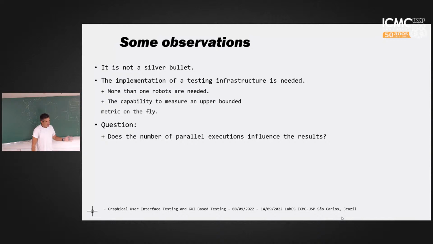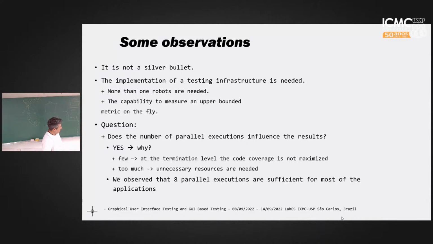Okay. We asked this, and we observed that yes, the number of parallel executions influences the results. If we consider few, as an example, only 2 people, the termination level or the code coverage is not maximized because we cover the same part of the application and we reach the same coverage in a very short time. So I stop the execution, but I do not reach the maximum.